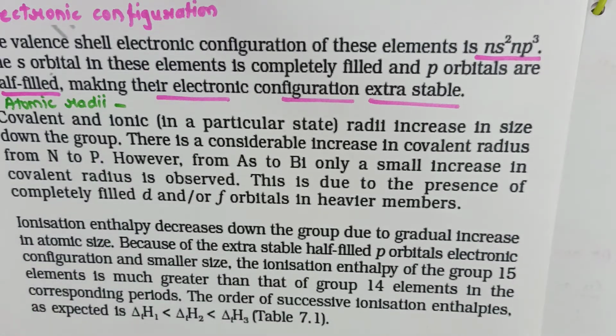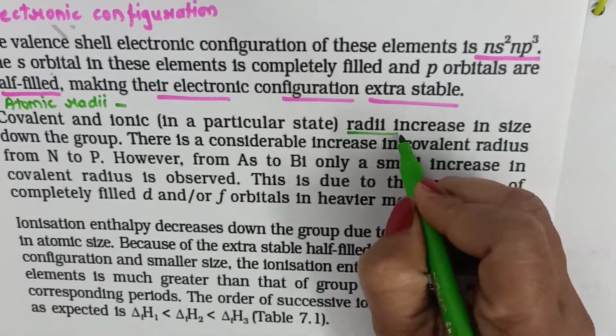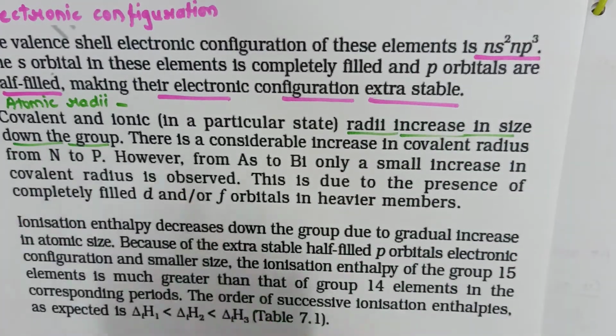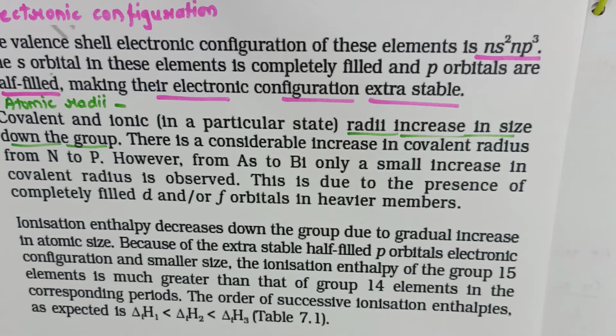The next trend is atomic radii. We know what is the meaning of atomic radii. It is the distance between the nucleus and the outermost shell of an isolated gaseous atom. According to the normal general trend, the atomic radii increases in size down the group. So as we move from nitrogen to bismuth, the atomic size will increase. But there will be certain exceptions over here.